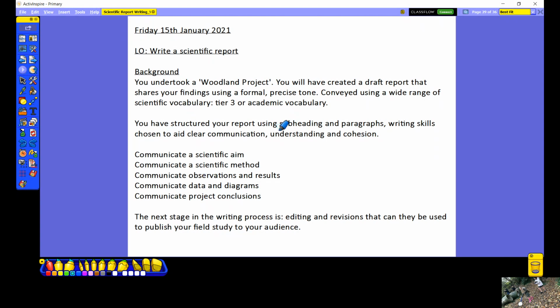The structure of the report had subheadings and paragraphs, and these writing skills were chosen to aid clear communication, understanding, and cohesion. The whole point of writing is to share something, in this case, the outcomes of a science project, with an audience. The next stage in the writing process will be editing and then revisions. And they can be used to publish your field study for your audience.